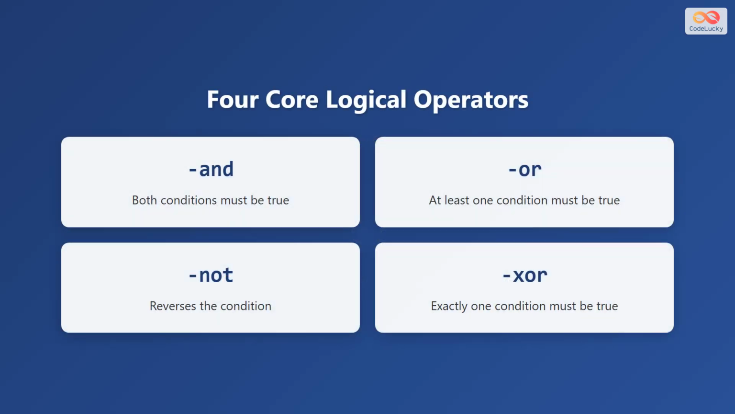PowerShell provides 4 core logical operators for combining conditions. The -and operator requires both conditions to be true before executing code. The -or operator needs at least one condition to be true. The -not operator reverses or negates a boolean value, turning true into false and false into true. Finally, the -xor operator, which stands for exclusive or, returns true only when exactly one condition is true, but not both. Each operator serves a specific purpose in building your conditional logic.